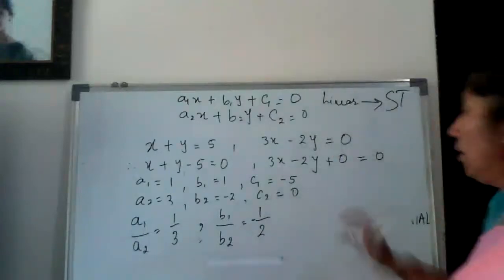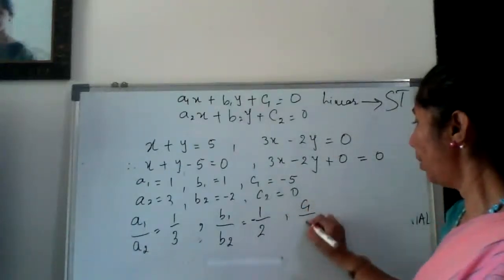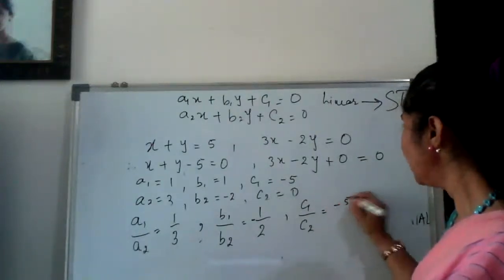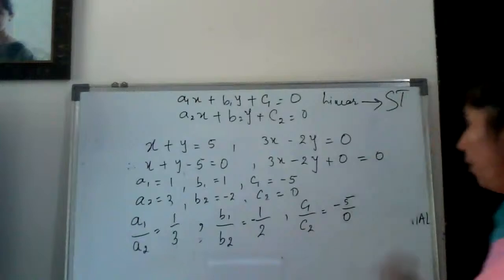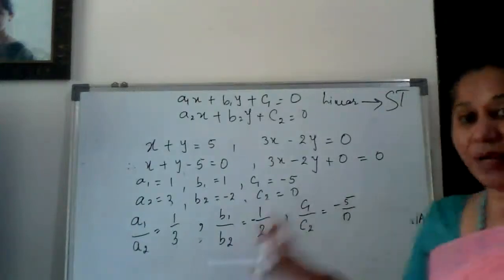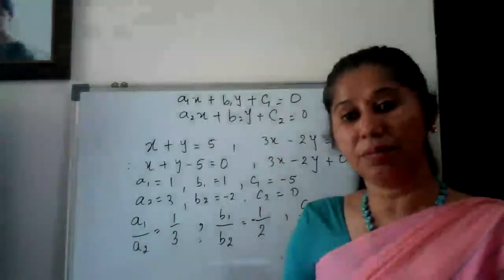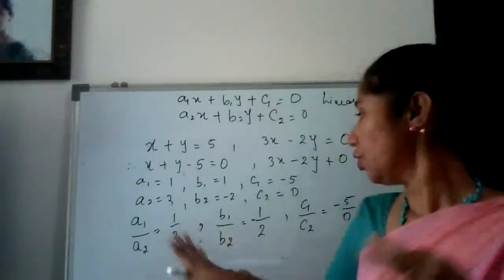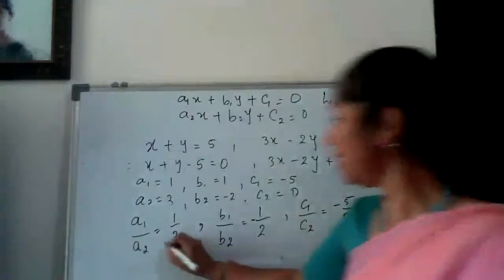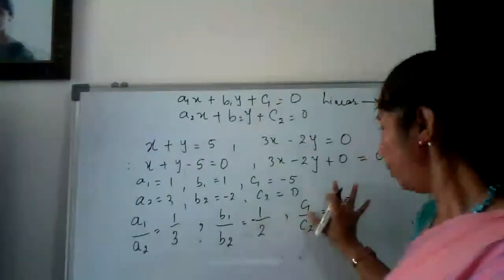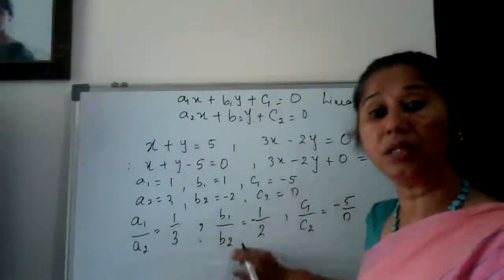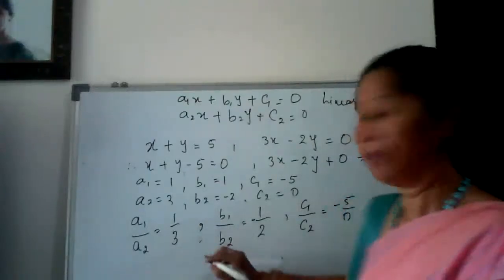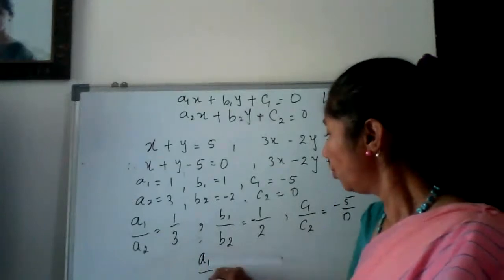The third one is c1 upon c2, which we get as minus 5 upon 0. Just for the timing, you consider this. We know that it doesn't exist, but just look at it. Compare them. When I see a1 upon a2 and b1 upon b2, we will not consider c1 upon c2 if nothing comes equal here.